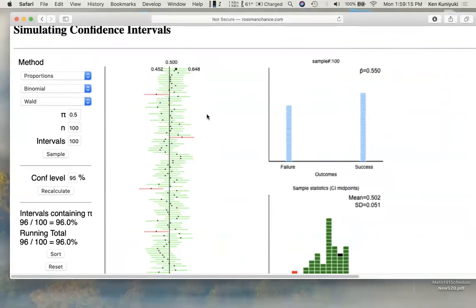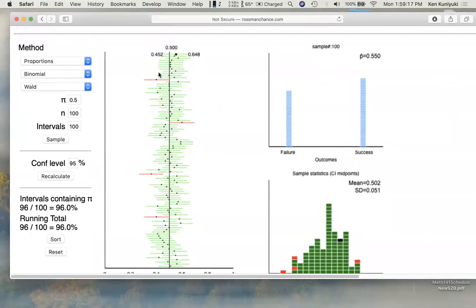In fact, almost all of these are good in the sense that they contain the true value for p or pi, the 0.5. What in fact happened? 96 out of these 100 95% confidence intervals contained the true value for p or pi, the 0.5. So 96% of these confidence intervals did their job. They contained the true value of p or pi.